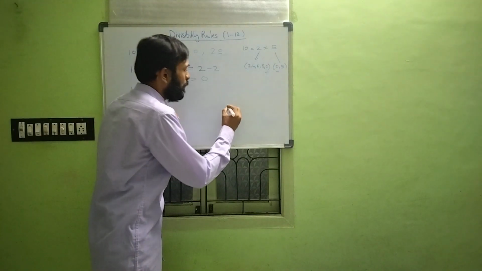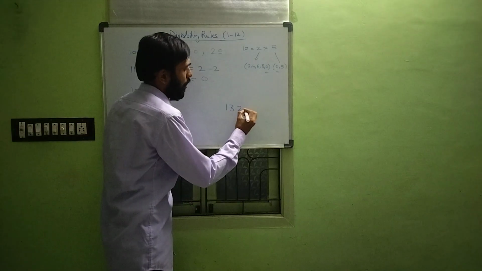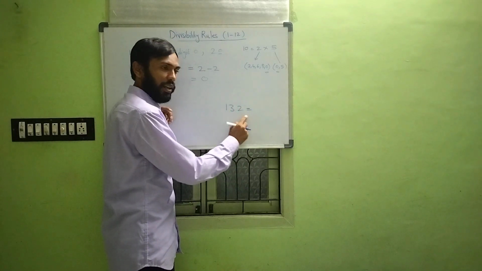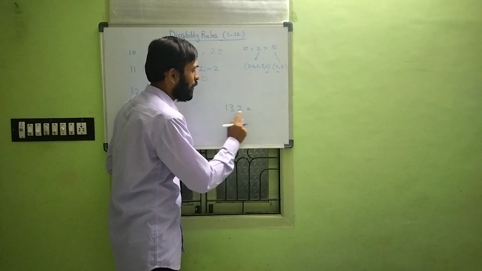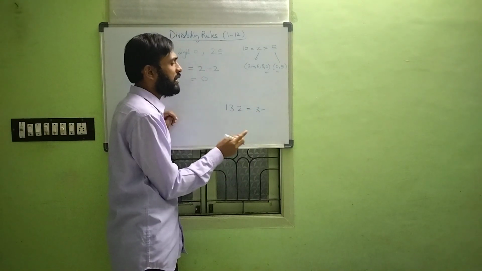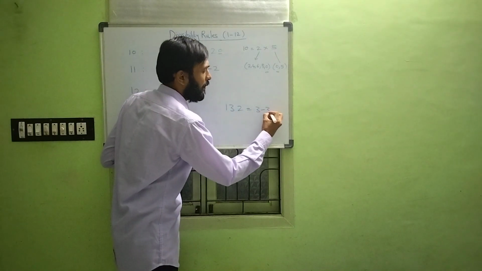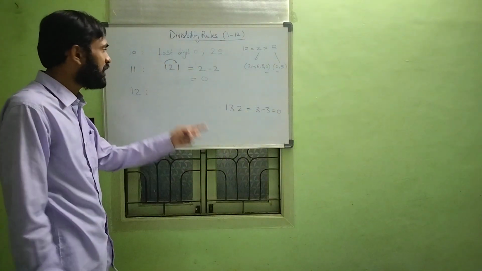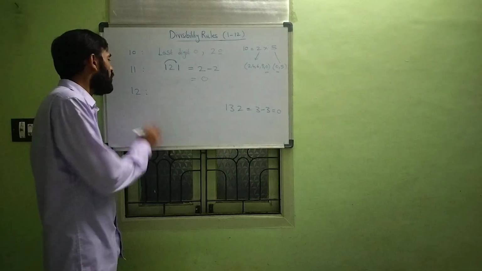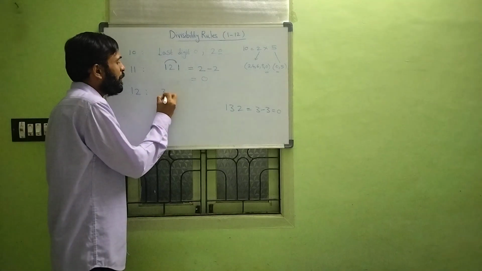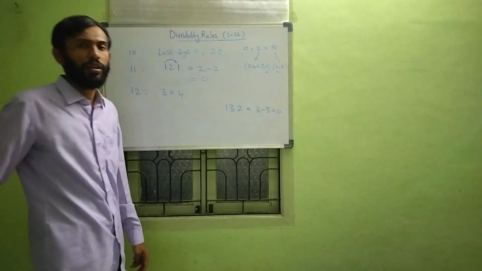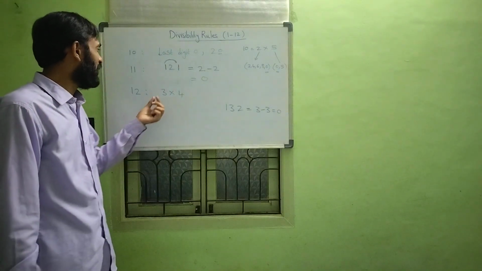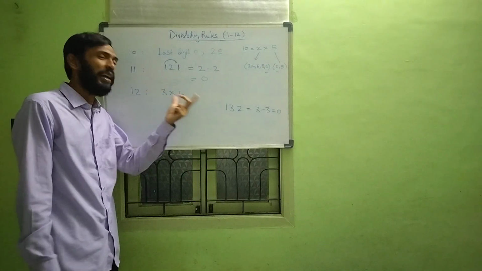Let's take one more example, 132. Now I will take the odd digits, 1 and 2. 2 plus 1, or 1 plus 2, is 3, minus the even digit which is 3, which is equal to 0. Therefore 132 is divisible by 11. Last, 12. 12 can be written as 3 fours are 12. From this you can understand what I am trying to say. The number is divisible by both 3 and 4.